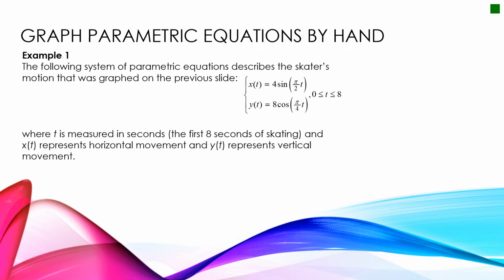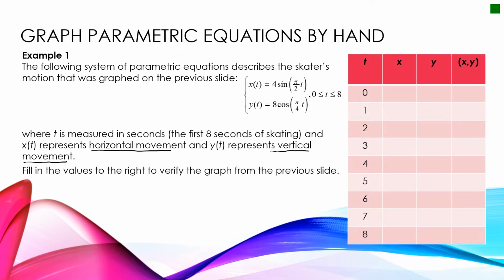The following system of parametric equations describes the skater's motion that was graphed on the previous slide. x of t equals 4 times sine of pi over 2 t, and y of t equals 8 times the cosine of pi over 4 t. And we're on an interval from t equals 0 to 8, where t is measured in seconds. In other words, the first 8 seconds of skating. x of t represents the horizontal movement of the skater, and y of t represents the vertical movement of the skater. So our job is to figure out how that figure 8 came about.